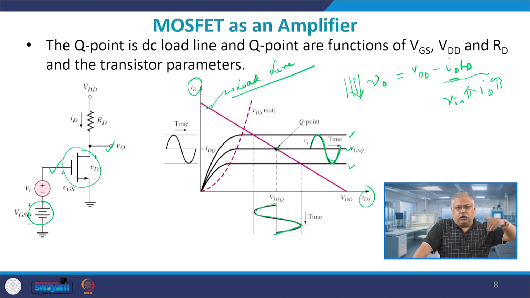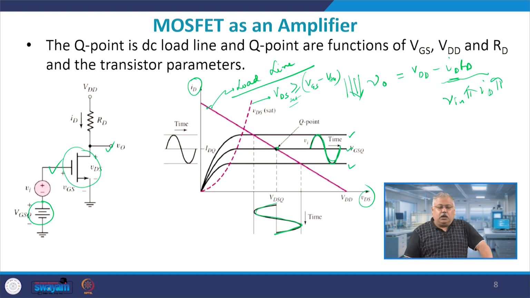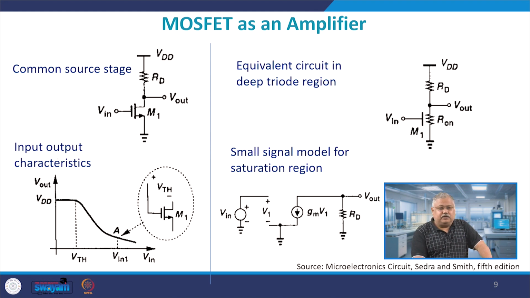So, I have a DC load line, I have a Q point available to me, and the transistor characteristic shows me this value. This pink one gives me the VD sat value, and it is that expression which is greater than or equal to VGS minus VTH. This VD sat is VGS minus VTH. So, this is a MOSFET as an amplifier, as you can see.